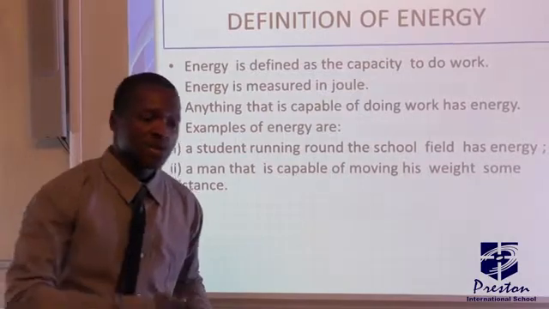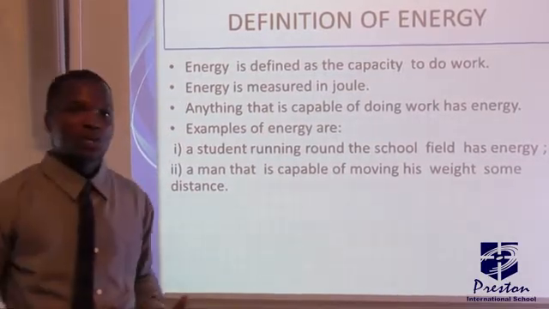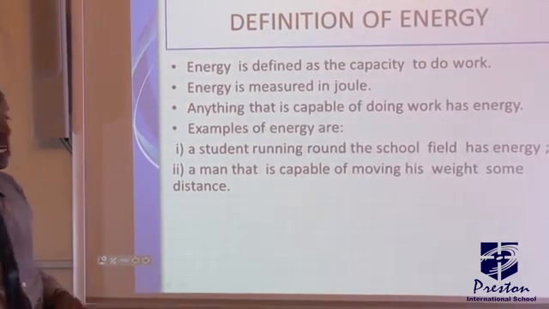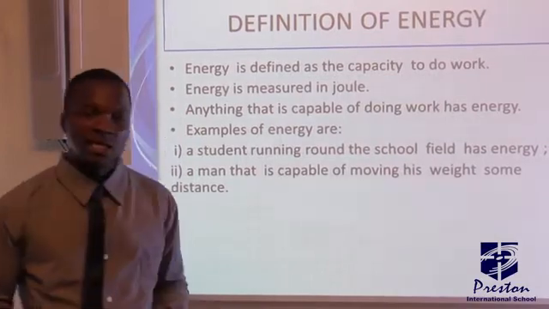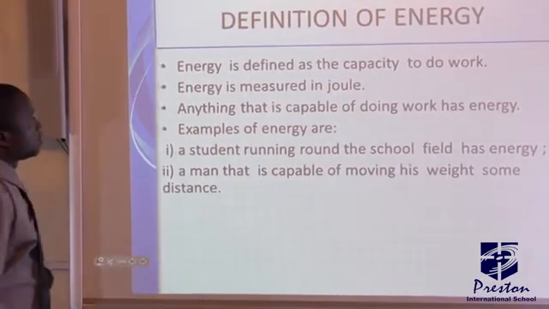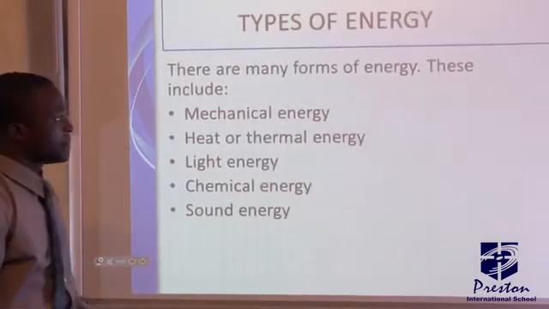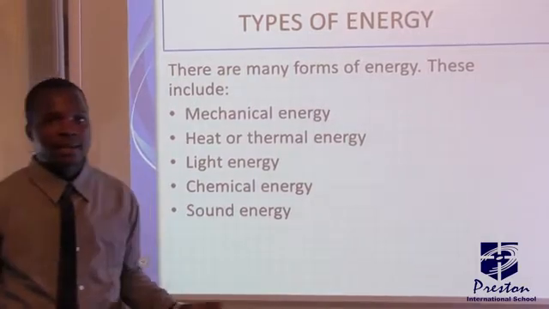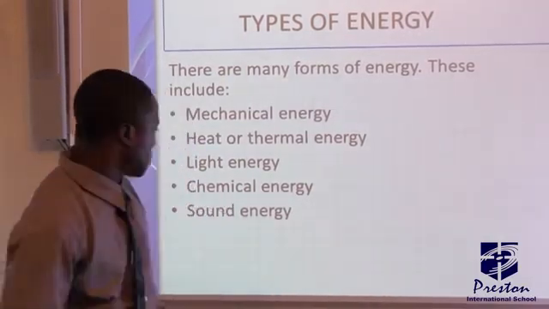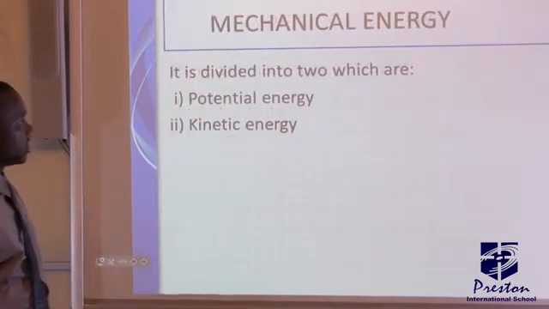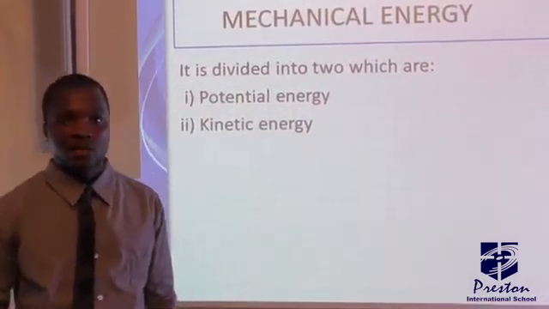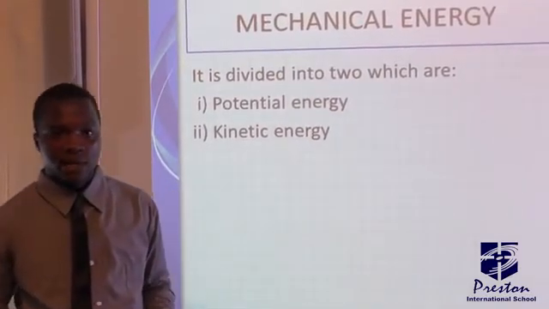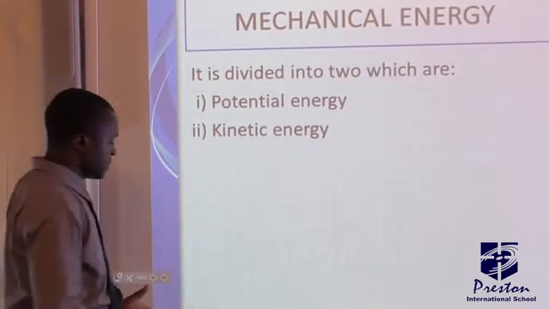Then examples of energy. One of the examples is a student running around the school field. He has energy, that is why he's able to do that. A man that is capable of moving his weight some distance also possesses energy. There are many forms of energy, and these include light energy, chemical energy, heat energy, mechanical energy, and so on and so forth. But in today's class, we are going to be looking at mechanical energy. Mechanical energy is divided into two forms. Number one, we have kinetic energy, and the second one, we have potential energy.